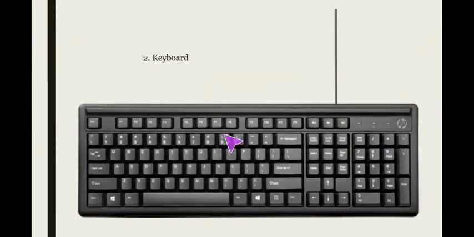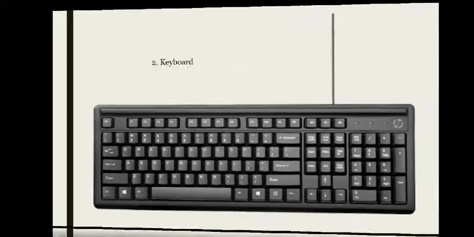Okay, next, keyboard. A keyboard allows us to input letters and numbers and other symbols to a computer. It has different types of keys to perform different functions. These are the keys, and we generally know that we can type on a keyboard.